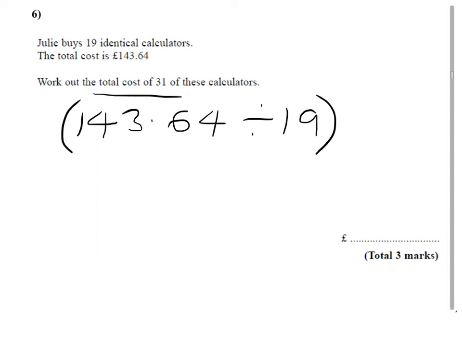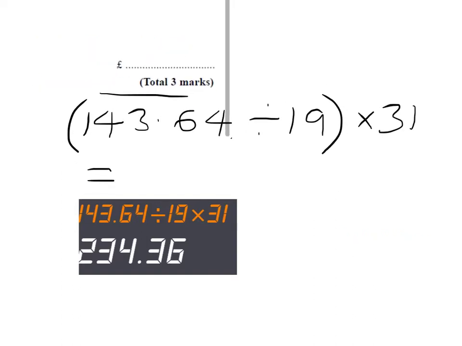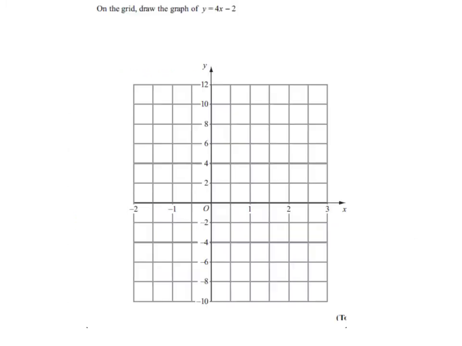So simply take that and times it by 31. So dividing by 19 gives you the cost of 1, timesing by 31 gives you the cost of 31. So you can see I've done that on the calculator, and it's £234.36 pence. The paper slipped slightly, but you can see. Let's just rub that out and write it. Well, I mean, really, I don't really need to write this in, do I? But I've started, so I'll finish. £234.36 is the answer there.